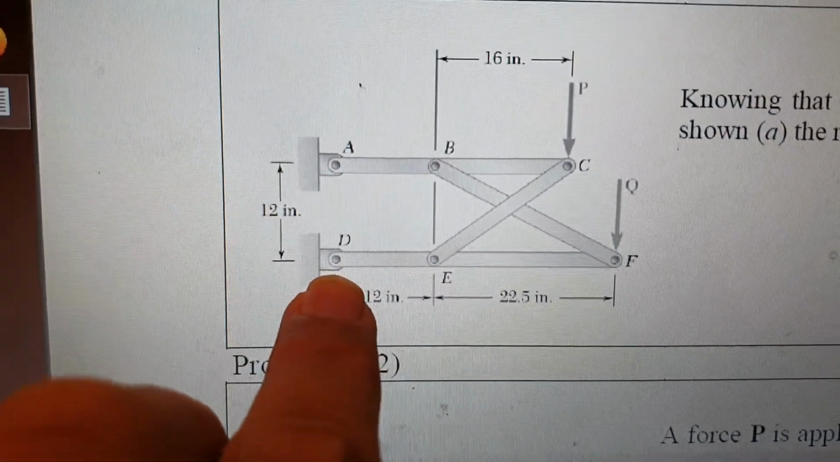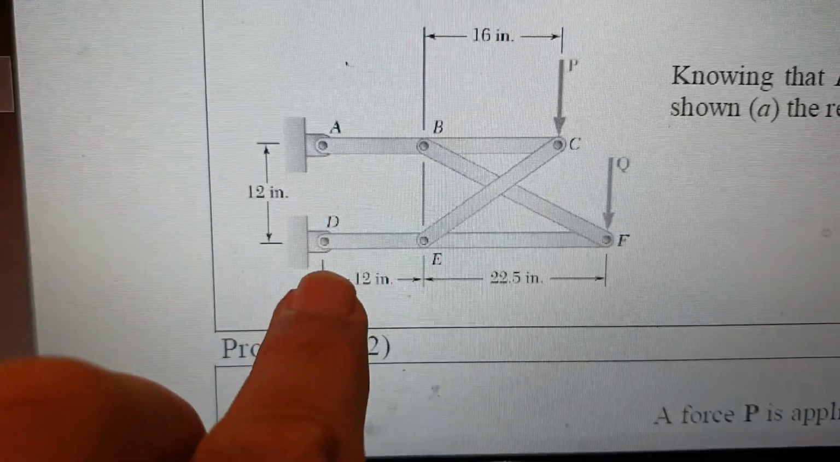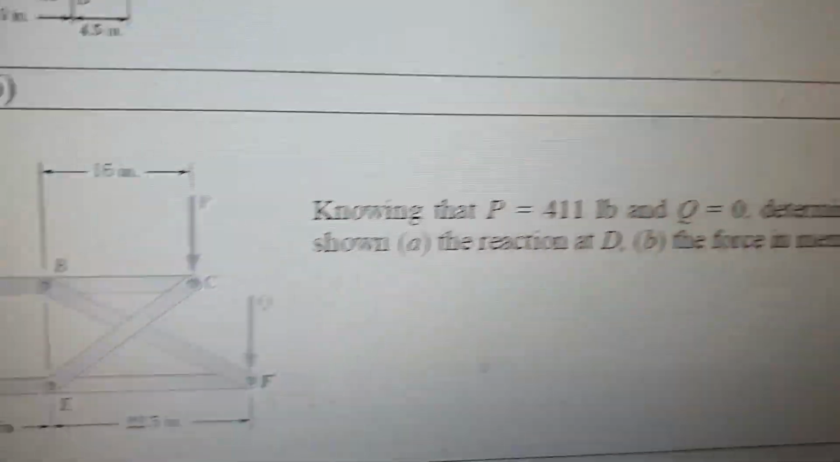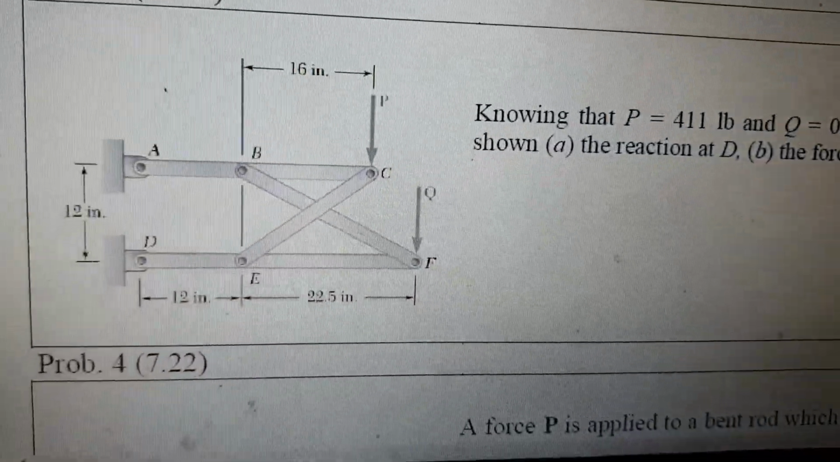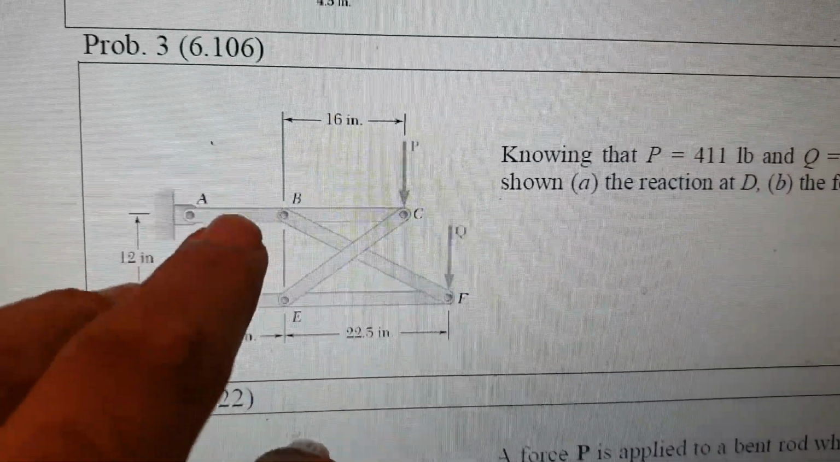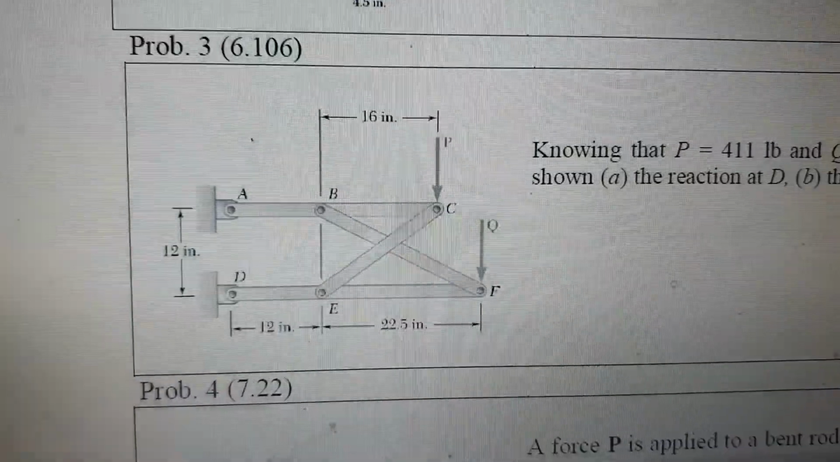D is a hinge, Dx and Dy. And A is also a hinge, Ax and Ay. So you need to find the reaction at D and the force in member BF. Member BF, the force. So you want the force in member BF.